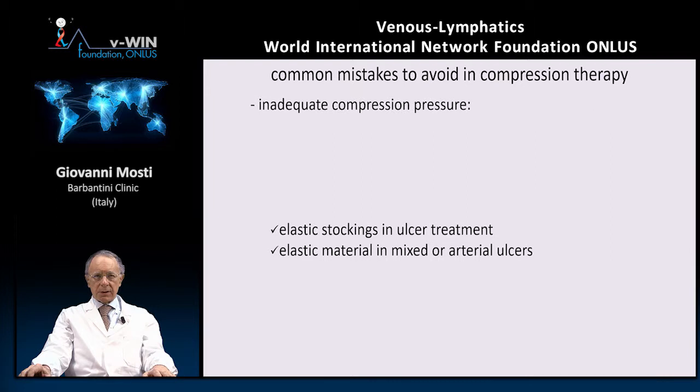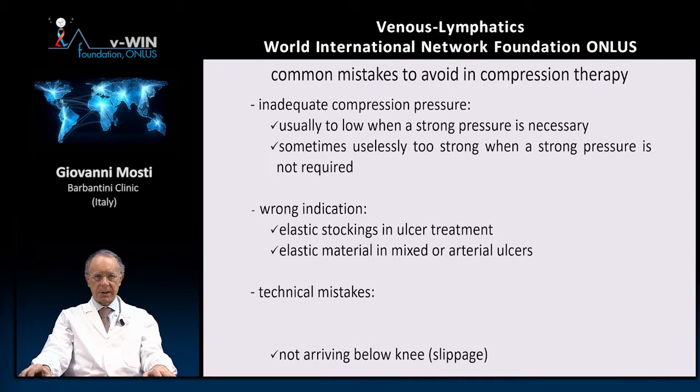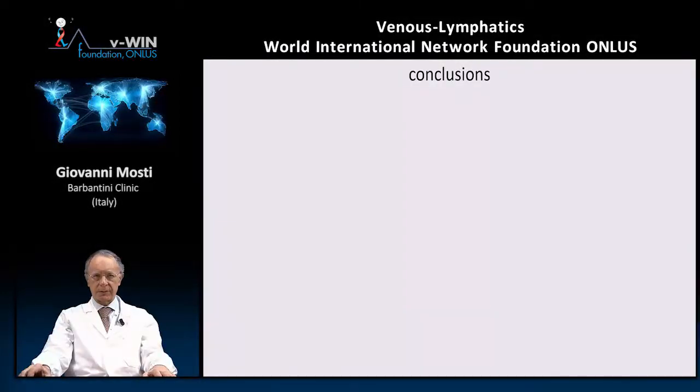Common mistakes to avoid in compression pressure: inadequate compression pressure, usually too low when a strong pressure is necessary, sometimes uselessly too strong when a strong pressure is not required. Another common mistake, wrong indication, for instance, elastic stocking in ulcer treatment and elastic material in mixed or arterial ulcers. Technical mistakes, for instance, strangulation, not starting with the base of the toe, so forefoot edema, or not arriving below the knee, so allowing slippage of the compression device.